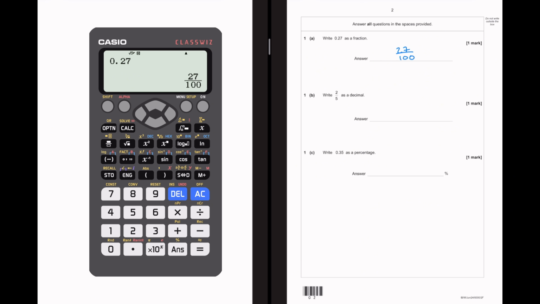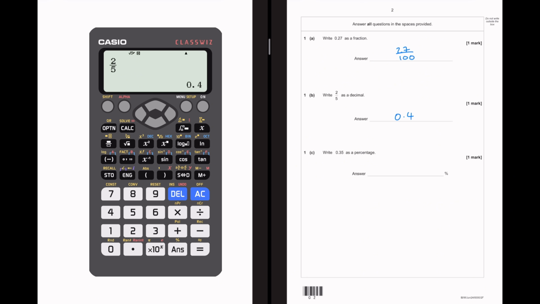Next, we need to write 2/5 as a decimal. We can also do this using the calculator if we press the fraction button and then input 2/5 SD, we get 0.4. And then we need to write 0.35 as a percentage.